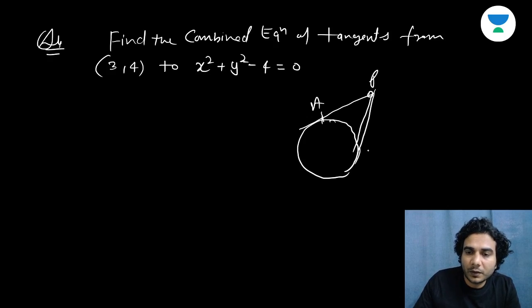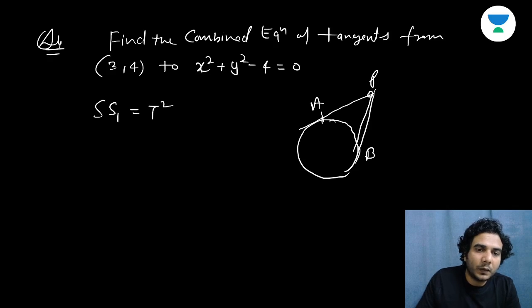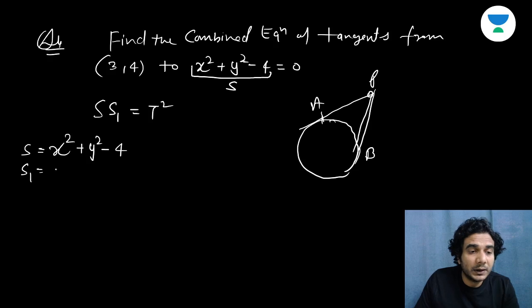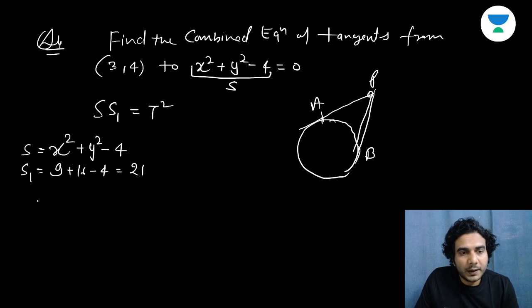So combined equation of PA and PB is going to be S S1 = T square. What is S? The equation of the curve is S. Okay, so this is x square plus y square minus 4. This is S. If you write S1, that is nothing but just put the point in the equation, it should always be positive. That means it's outside the circle. So it is 9 plus 16 minus 4. So you can see, yes, it is a positive quantity, it's 21. Alright, so I hope it is clear.